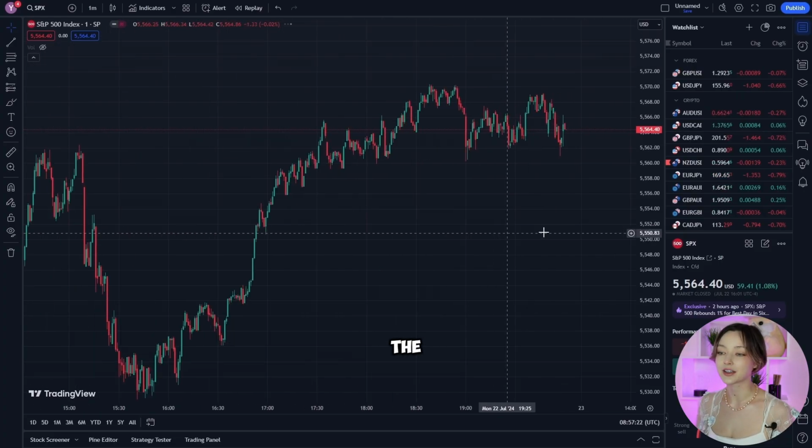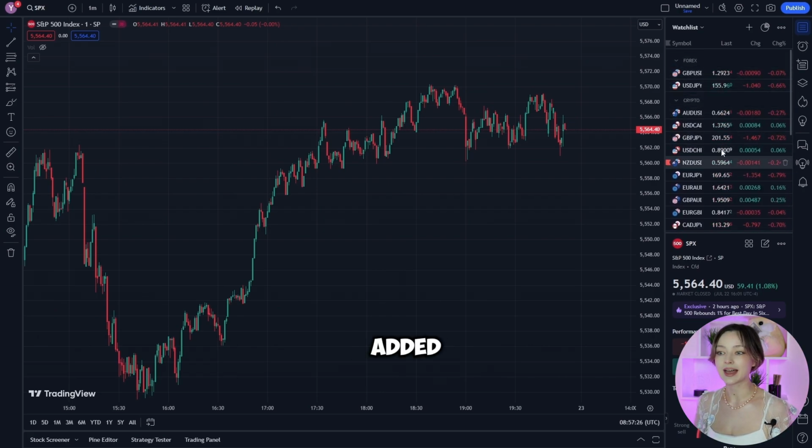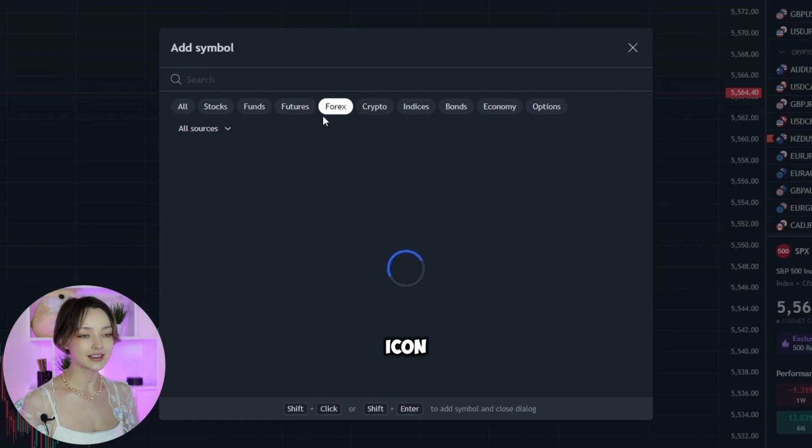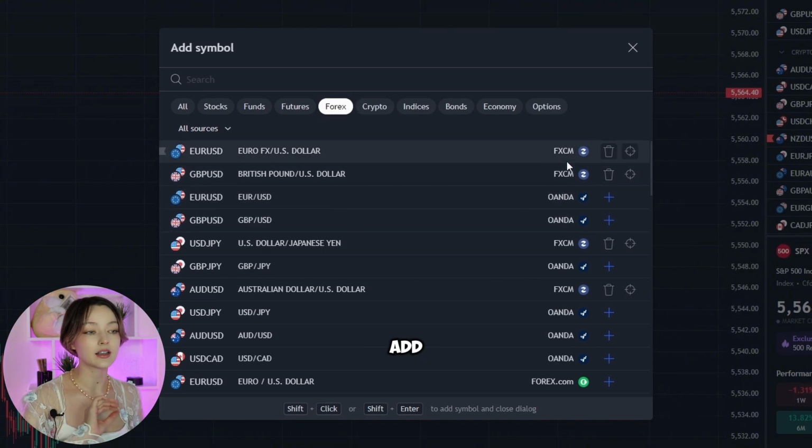After that, we need to select the currency pairs we want, as it is quite possible that you don't have them added just yet. So in order to do this, click on this plus icon. Here you want to select Forex. And your job is to add all currency pairs with the FXCM quote provider.